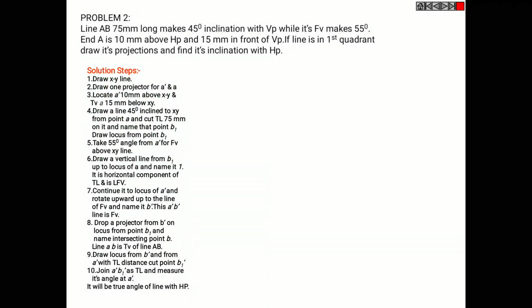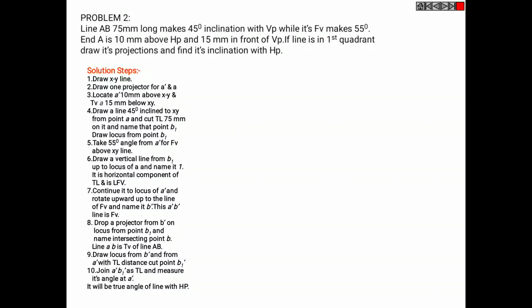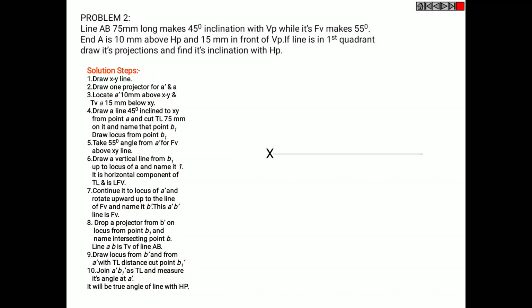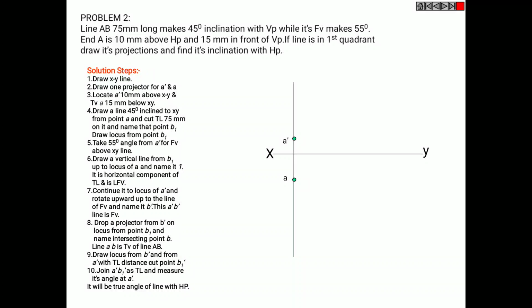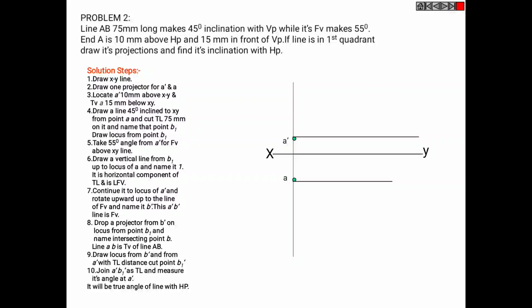Okay, these are some steps given. Firstly, draw XY line. Draw one projector for A dash and A. Locate A dash 10 mm above XY and top view A 15 mm below XY. Draw a line 45 degrees inclined to XY from point A and cut true length 75 mm on it and name that point B1.